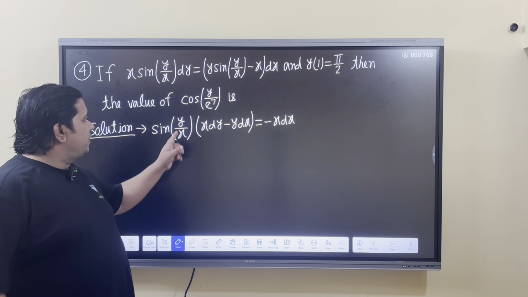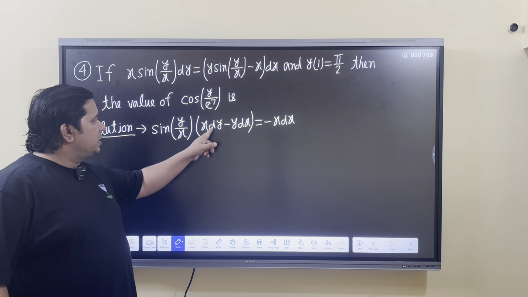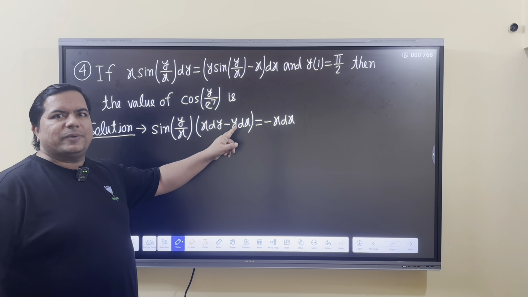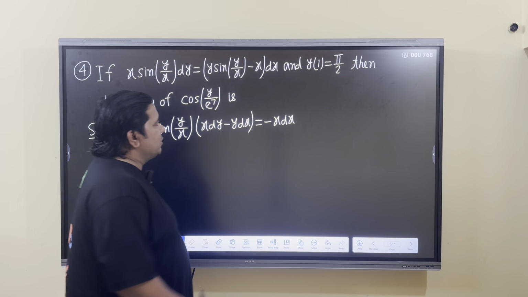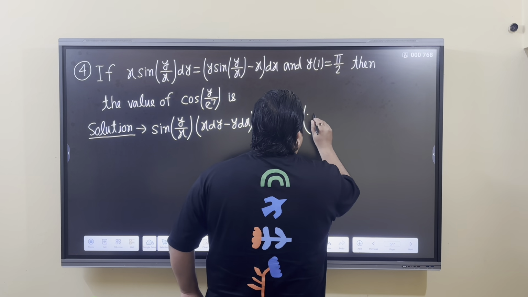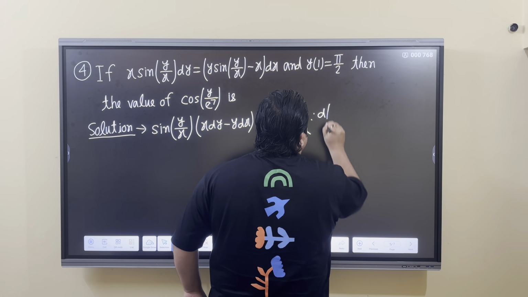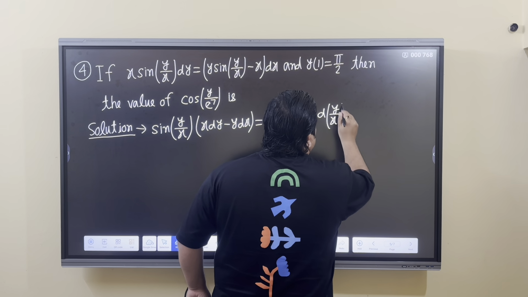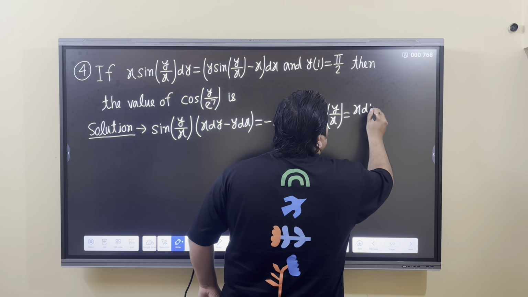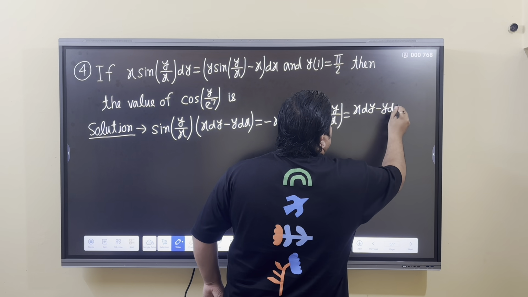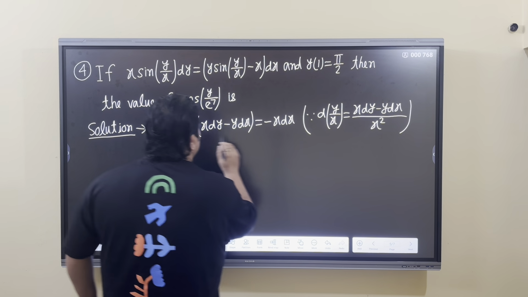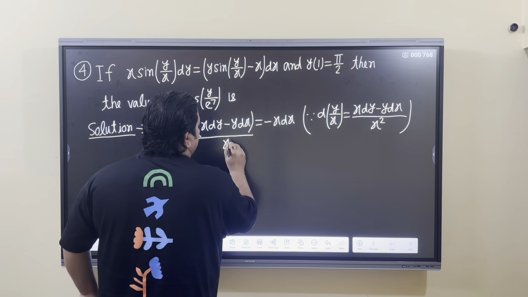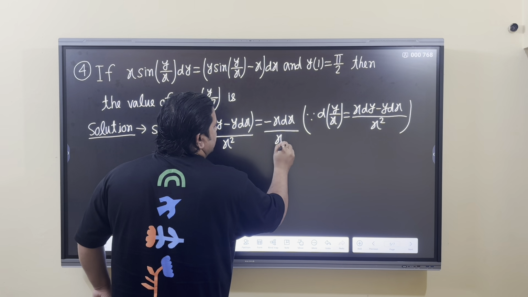Okay, now over here we have y by x. So if we can write this also in terms of y by x, the question will become simple. Now we know the formula. d of y by x. What is d of y by x? It is nothing but x dy minus y dx by x square. So only thing missing is x square. So we should divide both the sides by x square.